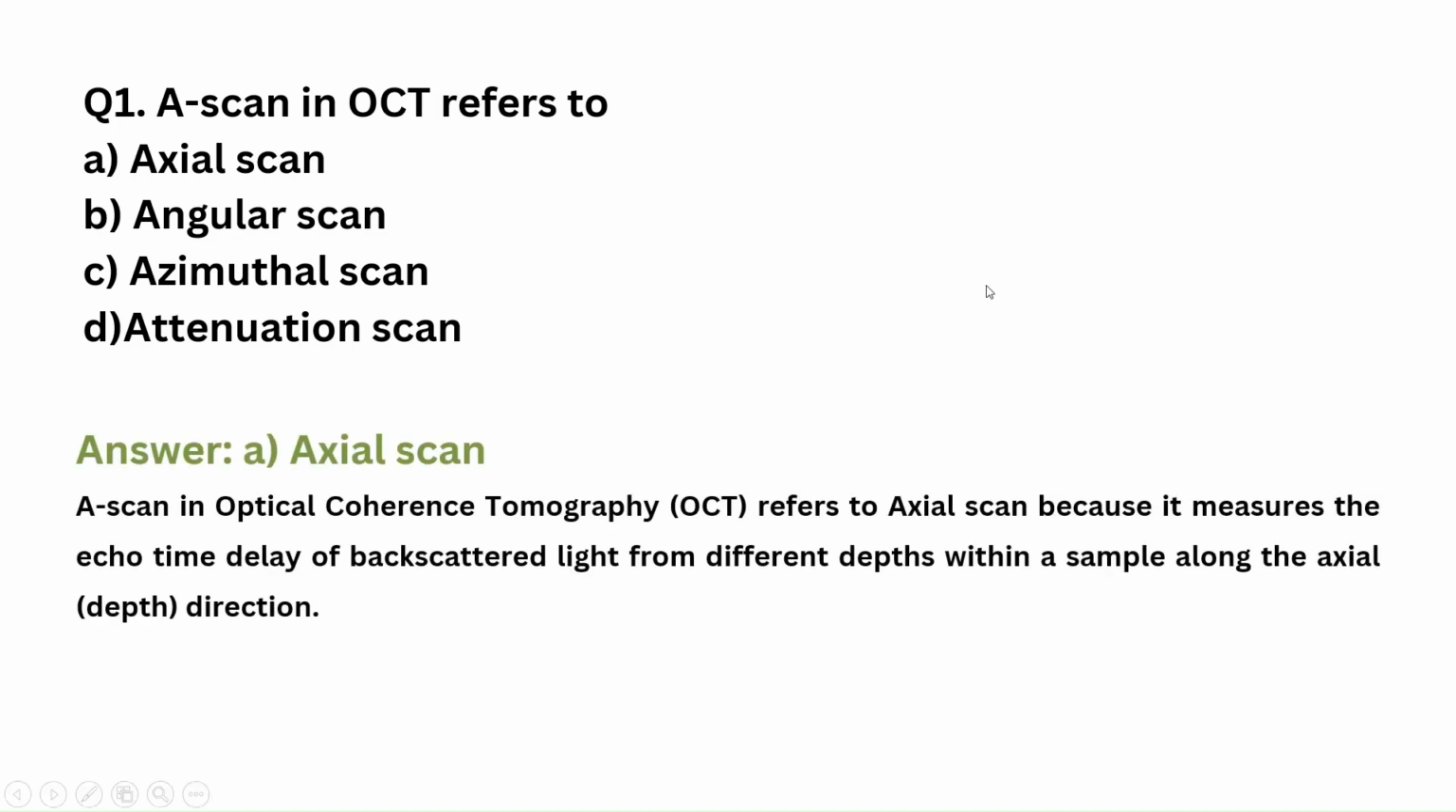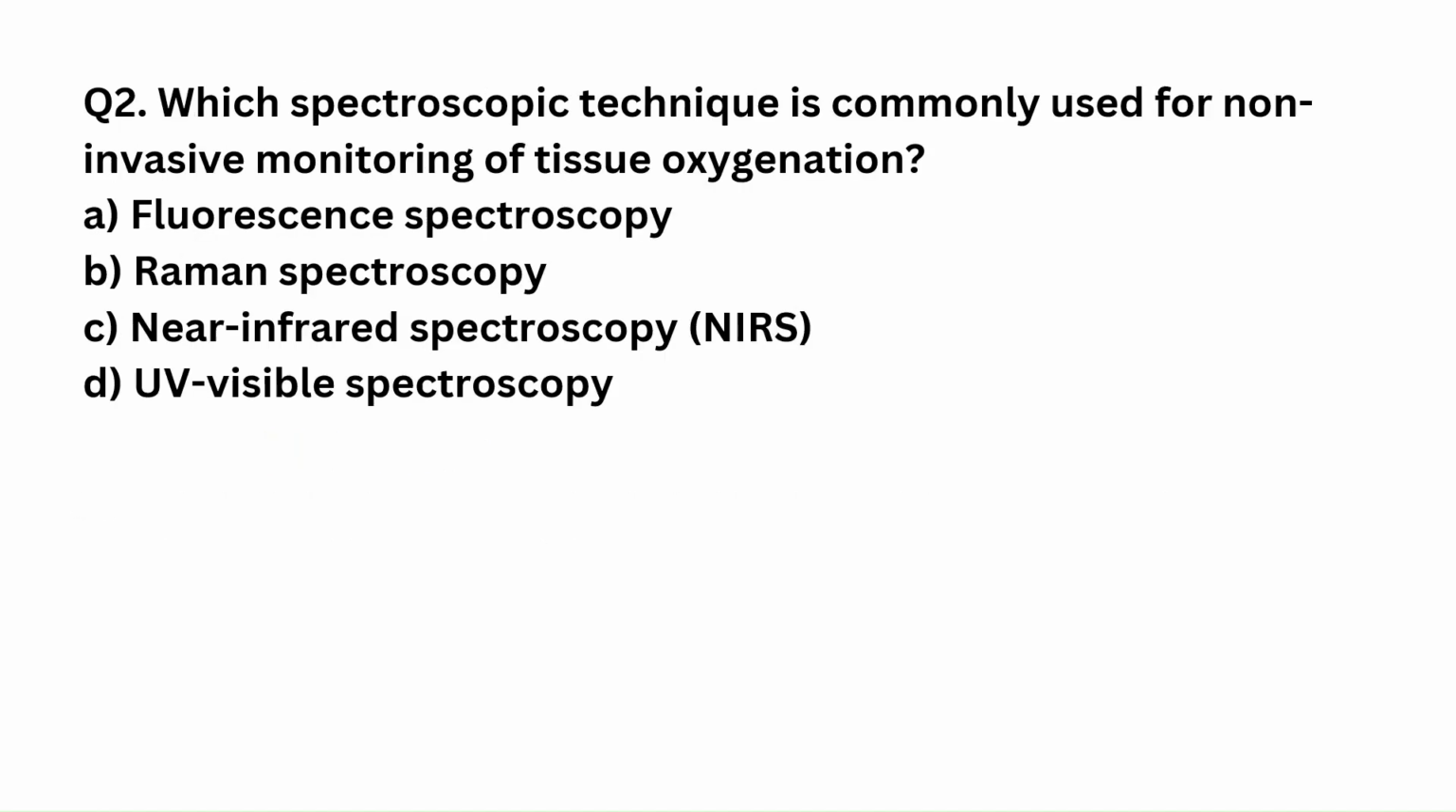So the answer is axial scan. A scan in OCT refers to axial scan because it measures the echo time delay of backscattered light from different depths within a sample along the axial direction. So that's how that contrast comes from here. So A scan is for axial scan.